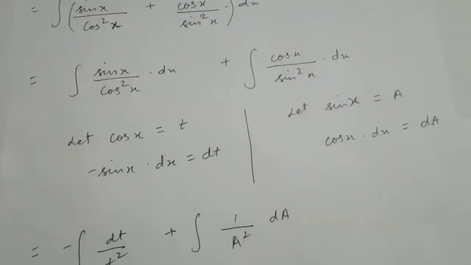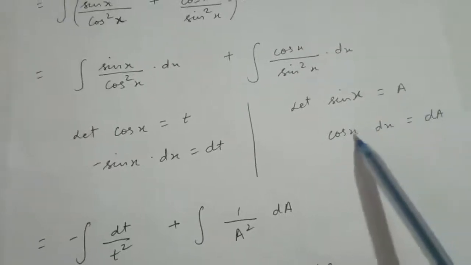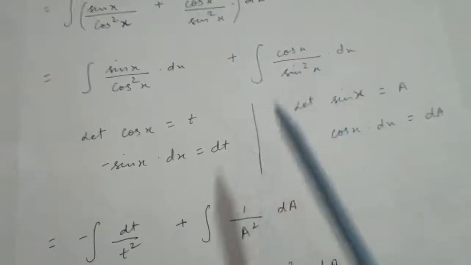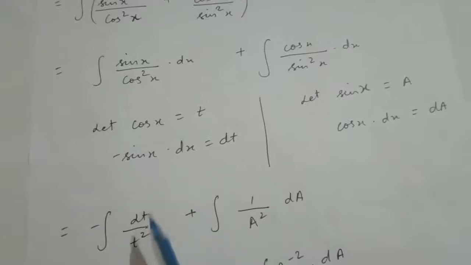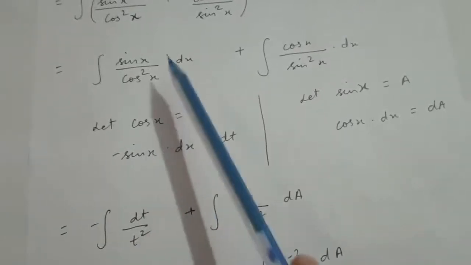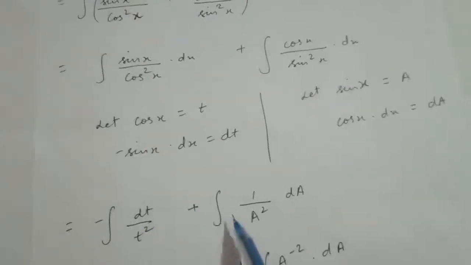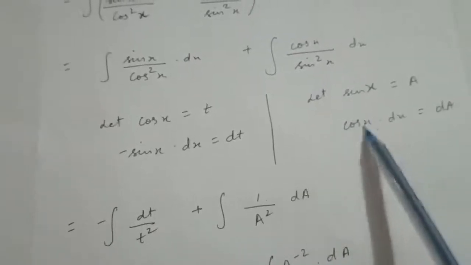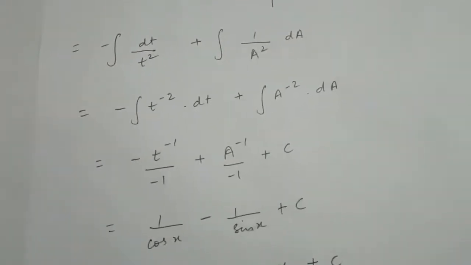And similarly for the second one, if we let sin x as equal to a, then cos x into dx is equal to da, and cos x is present in the integrand, right? So this integral will now become, in place of cos square x, t square, and in place of sin x into dx, minus dt, plus integral of, in place of sin square x, a square, and in place of cos x into dx, da will come, right? Now you can easily solve both of these integrals.